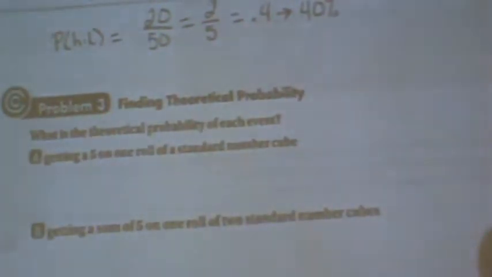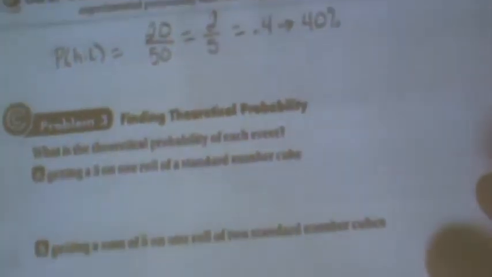So that's experimental probability. You actually are counting how many times she hit the ball or how many trucks were in the parking lot. So now problem 3 goes into theoretical probability. We're supposed to find the theoretical probability of each event. So part A says, getting a 5 on one roll of a standard number cube. Now a standard number cube would be like a die.